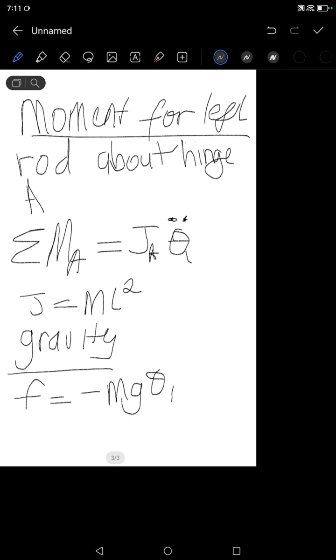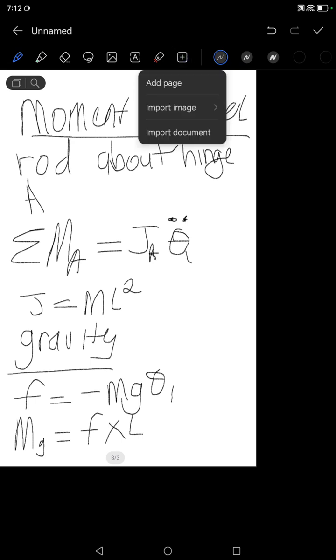Okay, and then the moment about hinge A for gravity. Remember, moment is force multiplied by length. So the moment of gravity is force multiplied by length, and our force is negative mg theta 1. We multiply this negative mg theta 1 by the length, and then we get the moment.